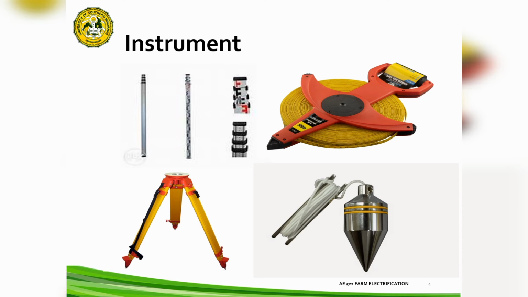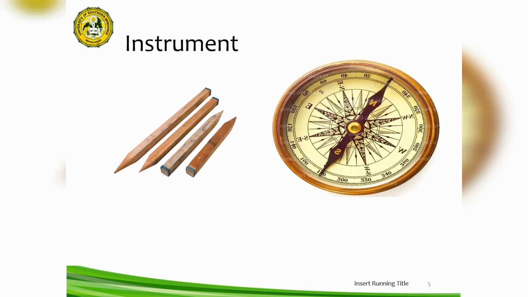The second picture is a tape measure, if you want to know the horizontal distance between the two points. The third picture is a tripod, which is where we place our instrument. The fourth picture is a plumb bob. This is of course to ensure that our equipment is vertically aligned with the stake. The first picture is a marker to know the location of our station. This is a stake. The second picture is a compass to know the bearings of the angle.